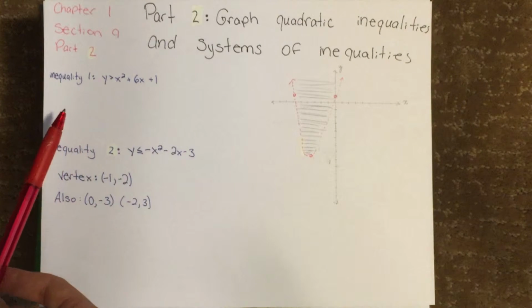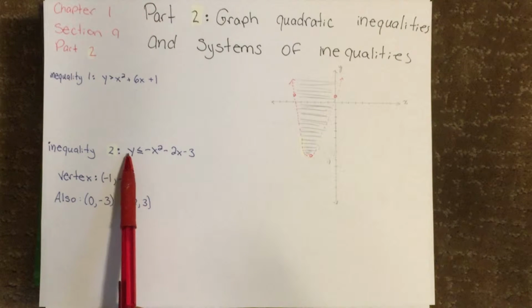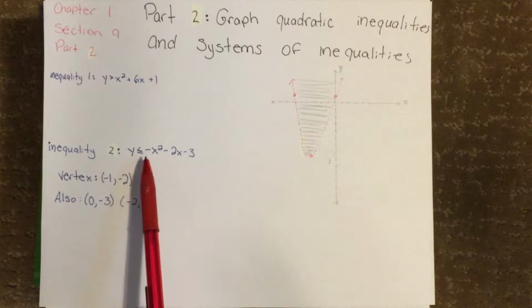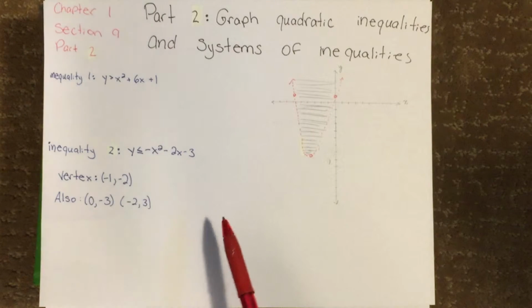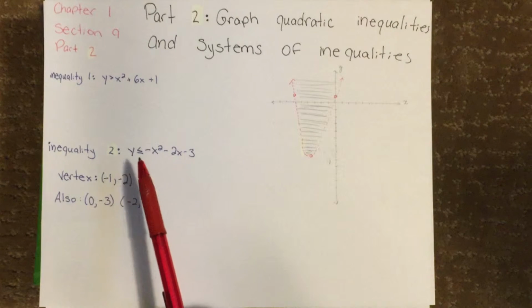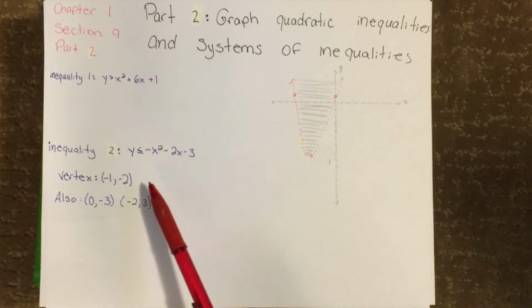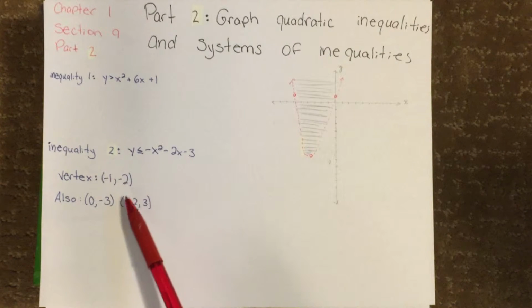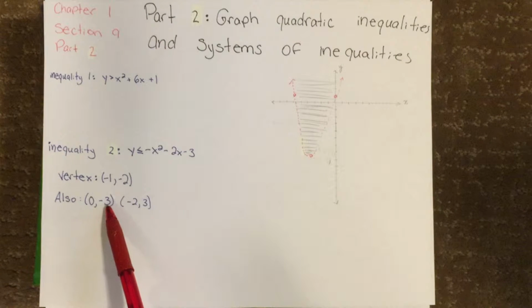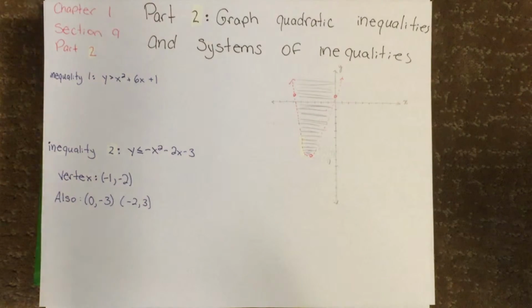Unlike this inequality, this one opens downward, and also it says y is less than or equal to, meaning that the points include, or the solutions include, the points that make the parabola. So that means we'll be graphing this with solid dots, filled in dots, and also a solid line.